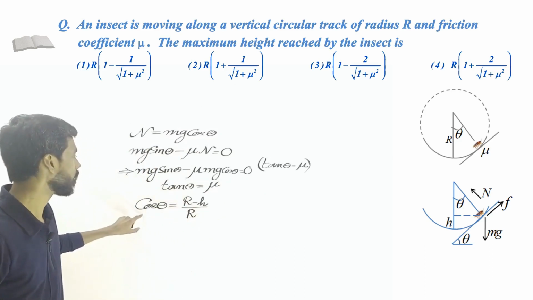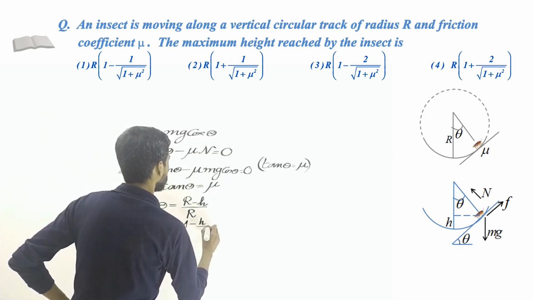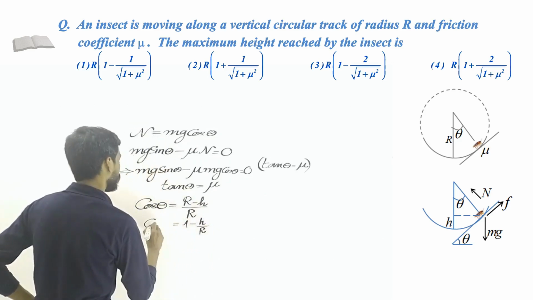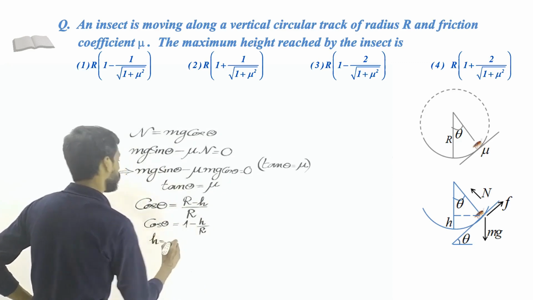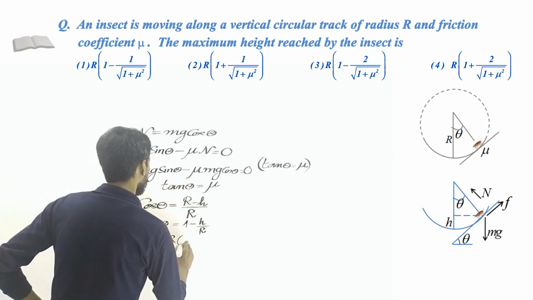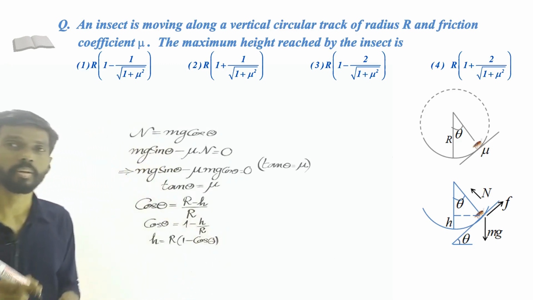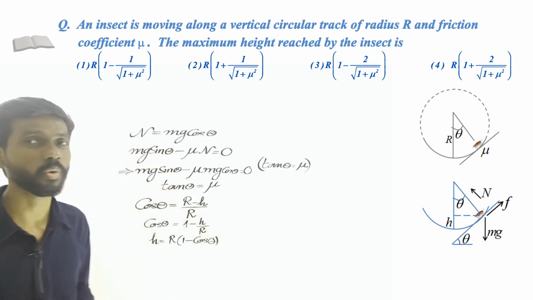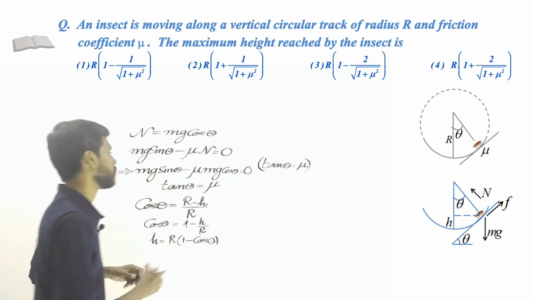So we can simplify this: cos theta is 1 minus h divided by r. That will give you the h value: h equals r multiplied by 1 minus cos theta. That is our required h. But what is the value of cos theta? We don't know that, but we know tan theta. From tan theta we can find cos theta, which is very simple.